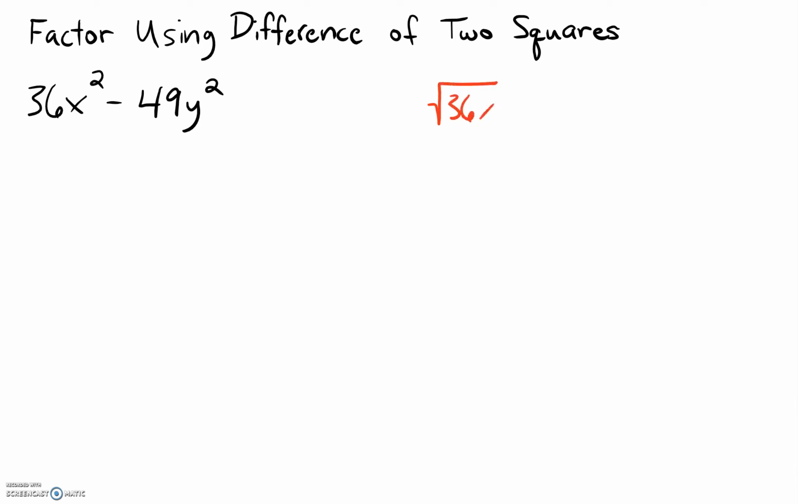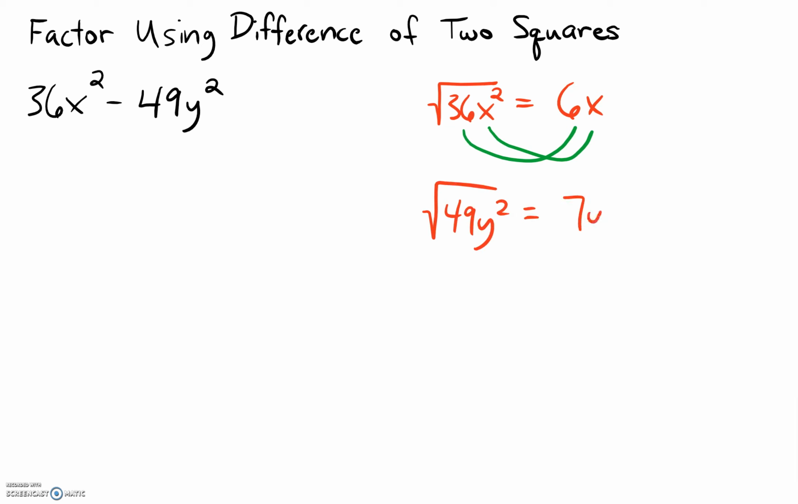So similar to what we did in the last video, we're going to look at the square root of 36x squared, and that's going to give us 6x. Again, that comes from the fact that the square root of 36 is 6, and the square root of x squared is x. And we can do the same thing with the second term. The square root of 49y squared is going to give us 7 multiplied by y. And that comes from the fact that the square root of 49 is 7, the square root of y squared is y.